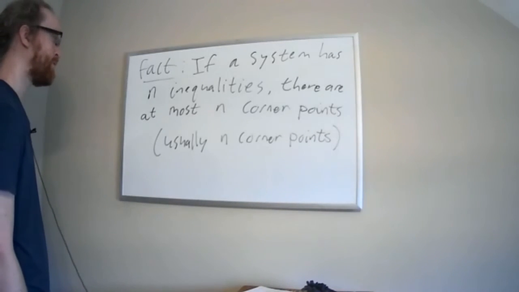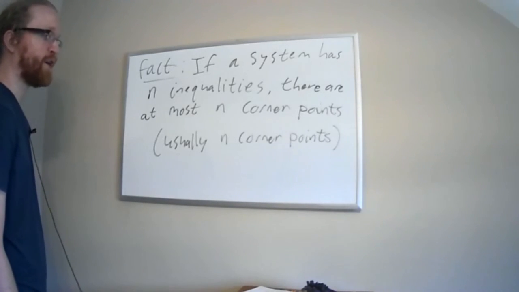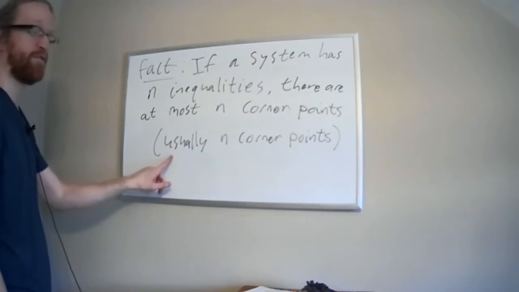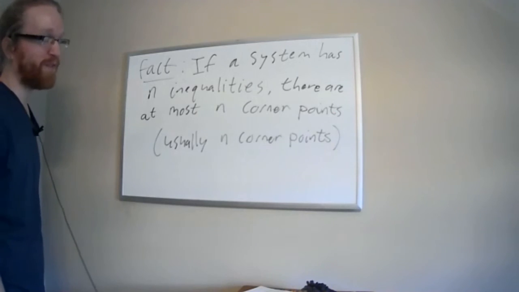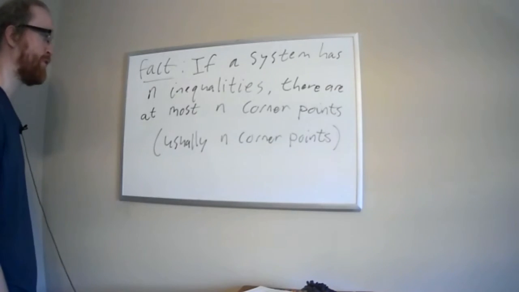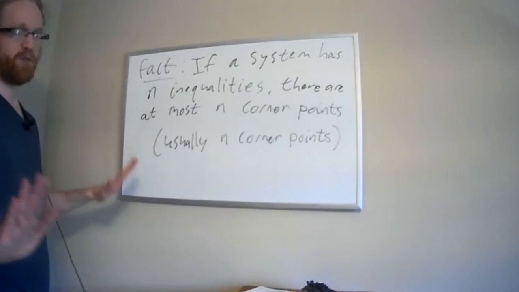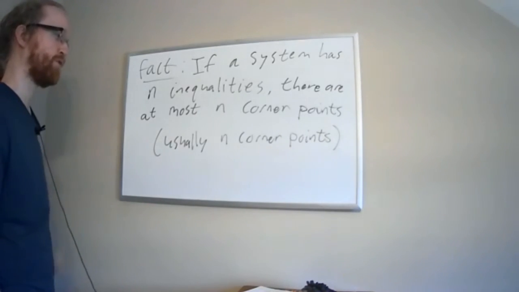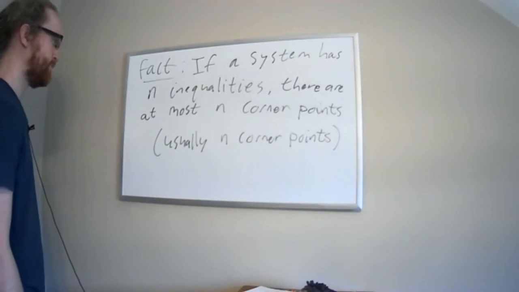If you're graphing 4 inequalities, you should check and see, do I have 4 corner points? If you have fewer, that might not mean anything because of this. But if you have more corner points, then you have a problem, right? So if you graph 4 inequalities and you have 5 corner points, something went wrong and you need to go back and check your work because you should not have more than 4 corner points.